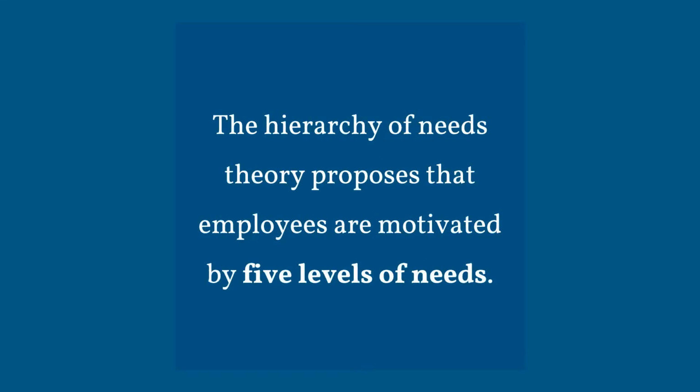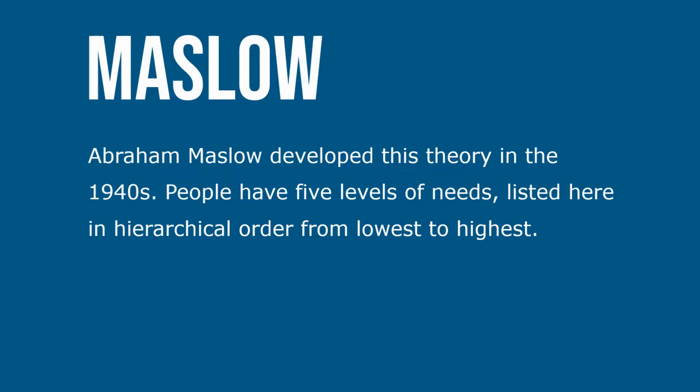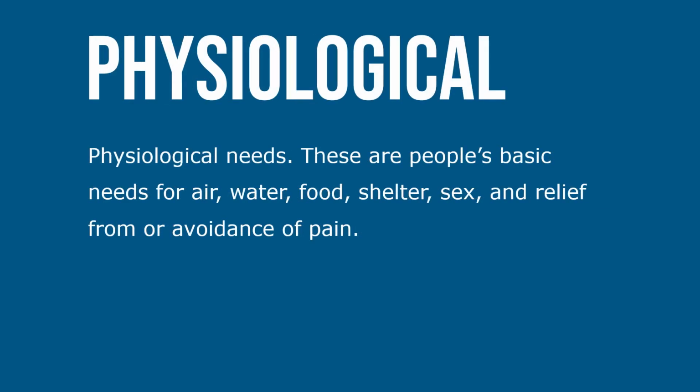The hierarchy of needs theory proposes that employees are motivated by 5 levels of needs. Abraham Maslow developed this theory in the 1940s. People have 5 levels of needs, listed here in hierarchical order from lowest to highest. Physiological needs. These are people's basic needs for air, water, food, shelter, sex, and relief from or avoidance of pain.